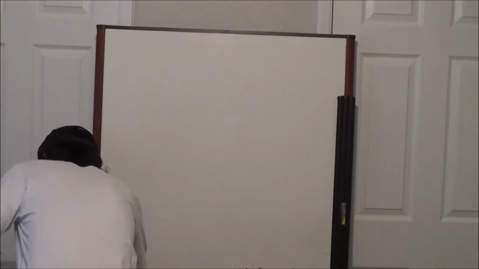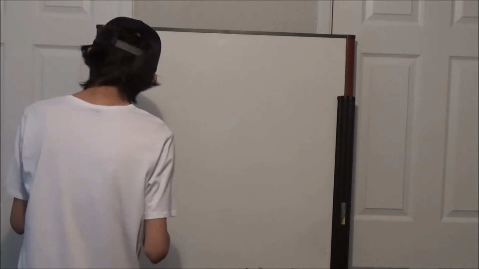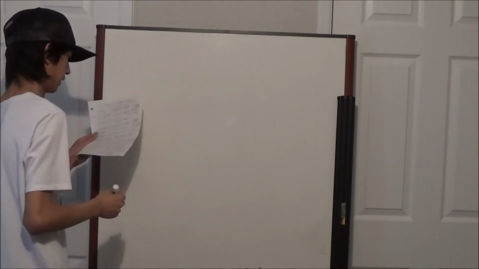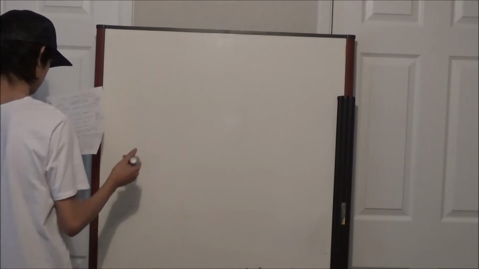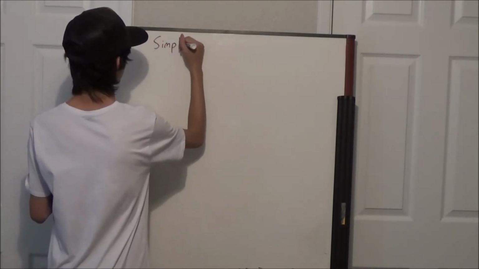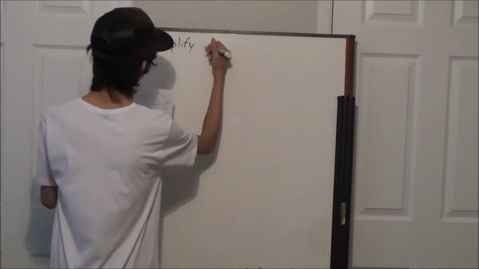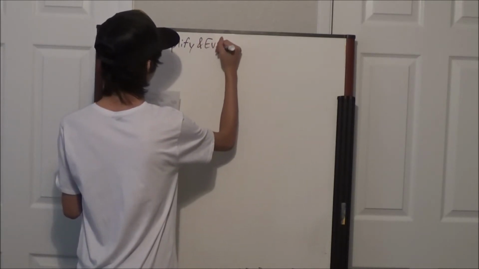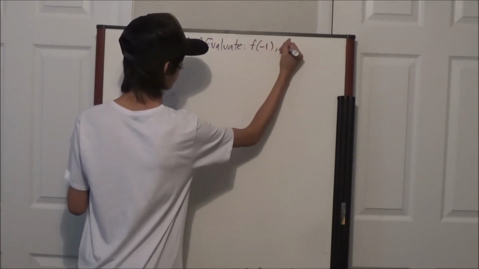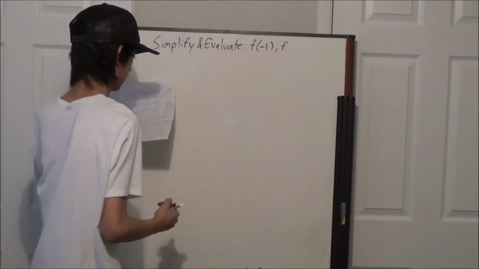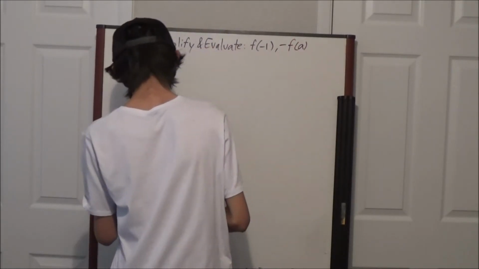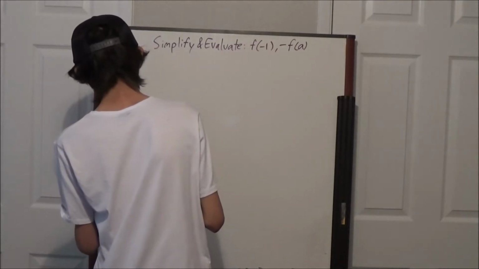Just those definitions. Okay, let's do some examples here. So here we're going to start simplifying and evaluating. Let's go ahead, just for the sake of time, because this is a lot, and simplify and evaluate the following: f of -1, and negative f of a. And that's it. I'm just going to leave it like that.